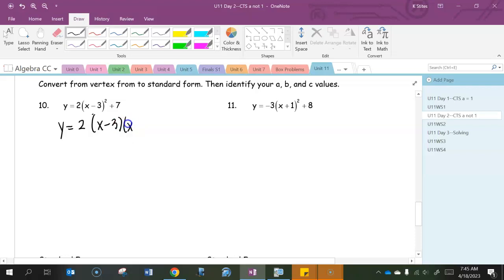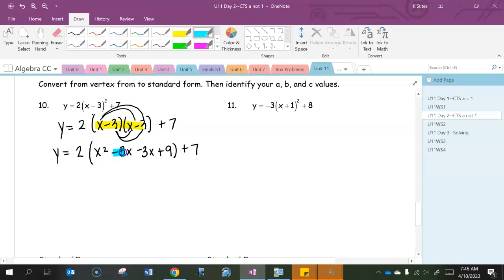Write your x minus 3 twice. And we're going to FOIL this first, okay? So when you do this, you're going to leave parentheses, because that 2 is going to have to distribute to everything. And now we're going to FOIL, all right? X squared, minus 3x, minus 3x. Watch your signs here. -3 times -3 is a positive 9. And then you have this plus 7.